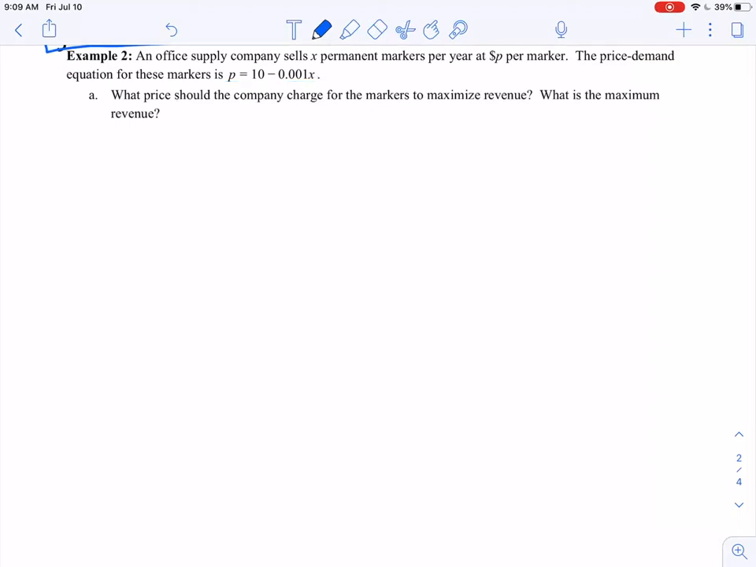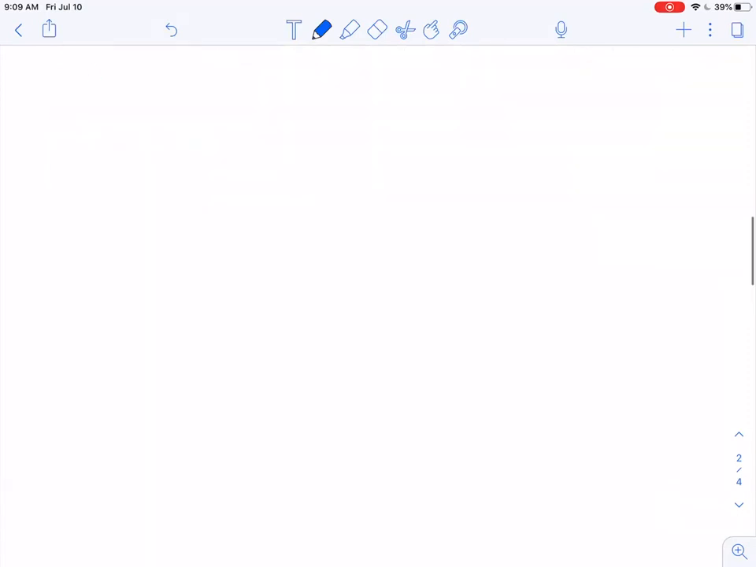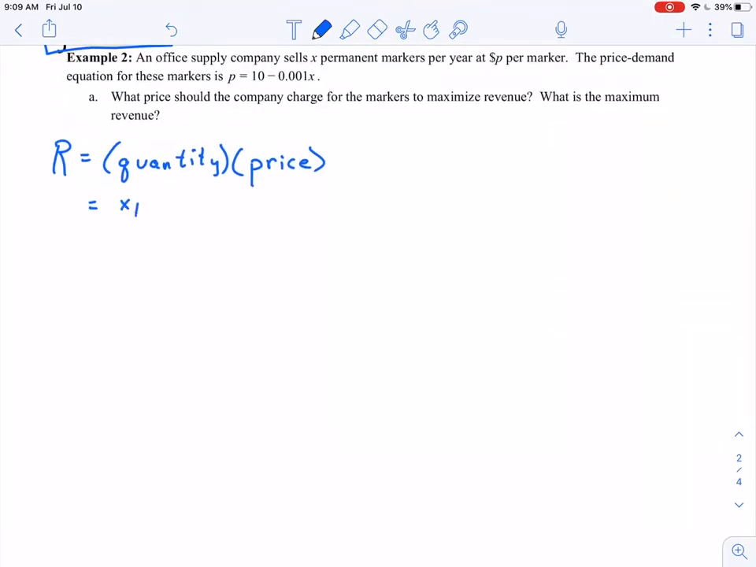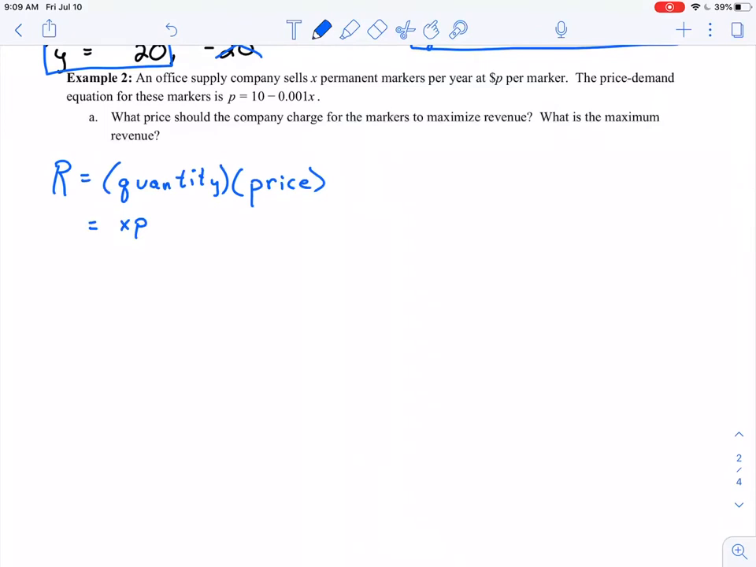So here's an example. I don't have a revenue function. All I'm given is this price-demand equation. So here's an instance where we need to know some of those business formulas that we came up with. So remember, we said that revenue is really defined by two things. It's defined by how many you sell of a thing, so the quantity, times how expensive that thing is, times the price. So in other words, it's X times P.